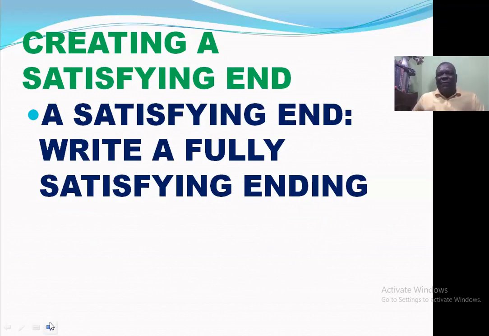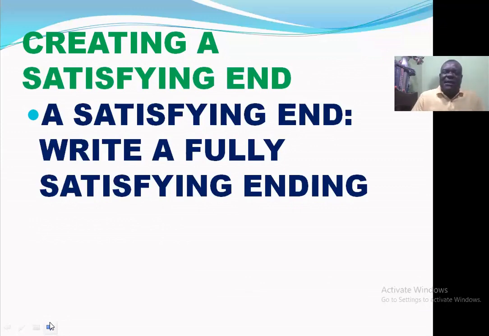And so you have to have a satisfying end in literary criticism, or in literary appreciation. We call this denouement, otherwise known as resolution. You know, conflict has been created, and in human life, where there is a conflict, what is being looked forward to is the resolution. How is this conflict going to be resolved? And you have to have a satisfying end.